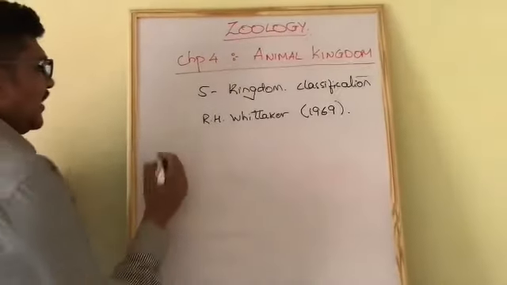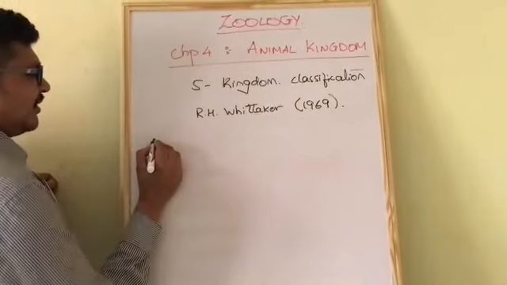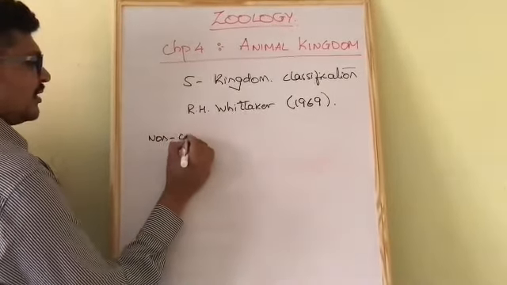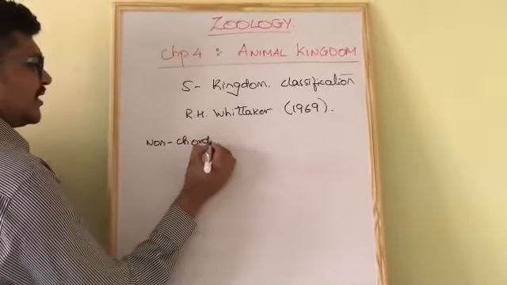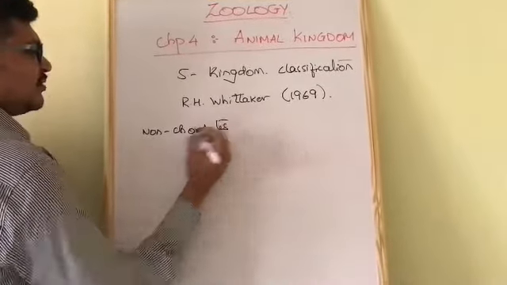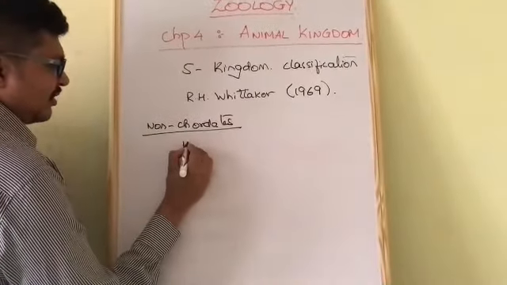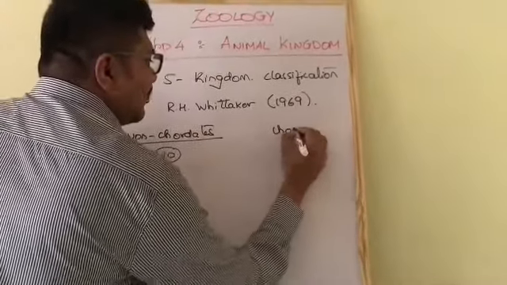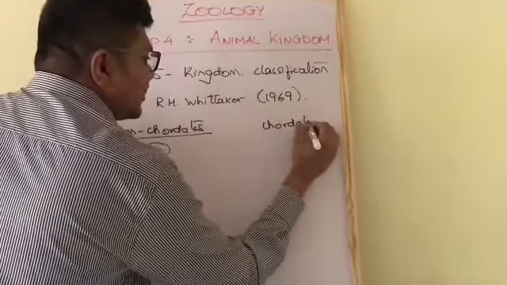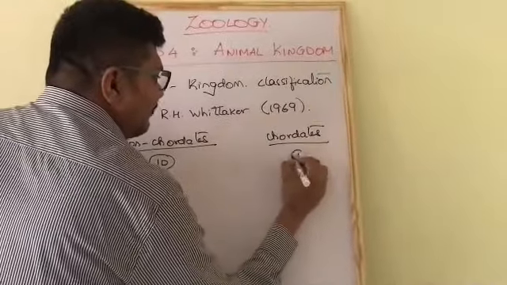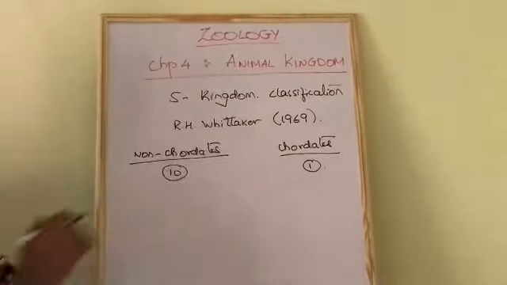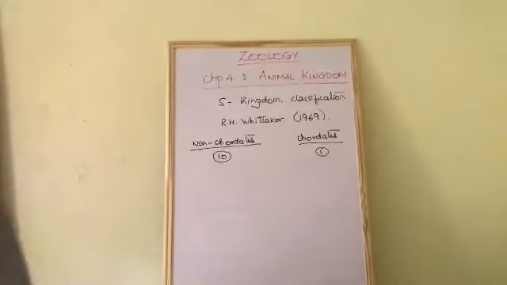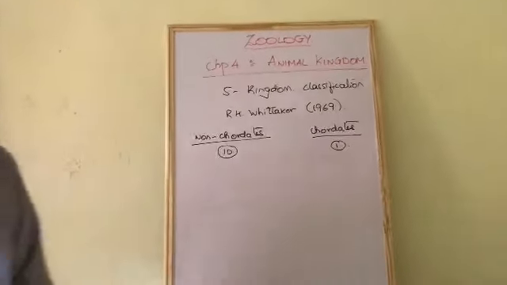Now, according to that, he has divided all the animals present in the world into 2 groups. One is the group non-chordates, and this group of non-chordates consists of 10 phyla, and the second group is the group of chordates, which consists of only one phylum, which is phylum Chordata. Keeping this in mind, we are going to solve the questions which are provided to you in the questionnaire.